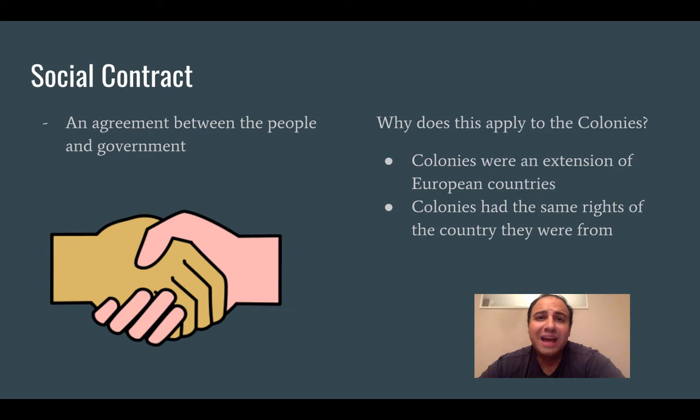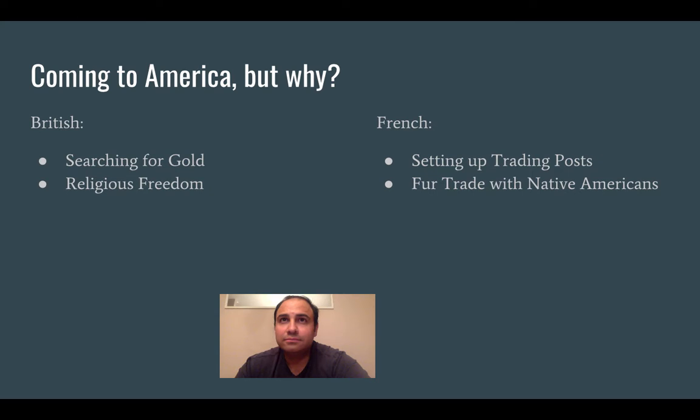Well, the colonies were an extension of those European countries. With that being said, the colonists had the same rights as those living in the country. So if you were from England but living in the colonies, like Virginia or North Carolina, you had the same rights as those on the mainland who live in England as well.